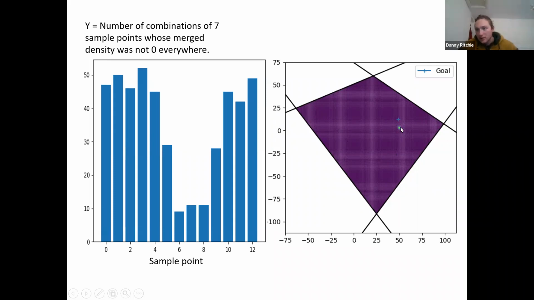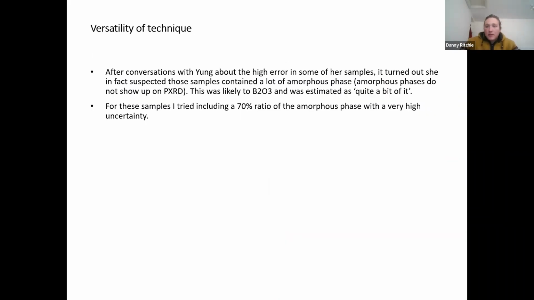This is good. If you made this, you would have a high chance of forming a nice single crystal of this new phase, which would allow you to analyze it and make progress. Interestingly, this was also a great showcase for the versatility of my technique.